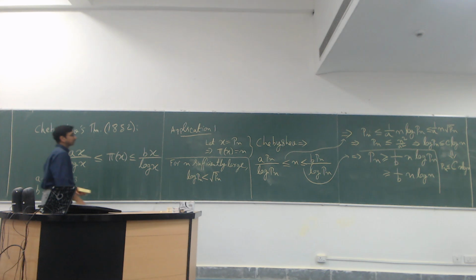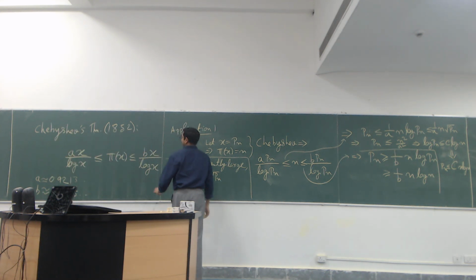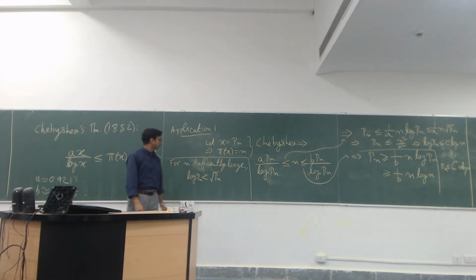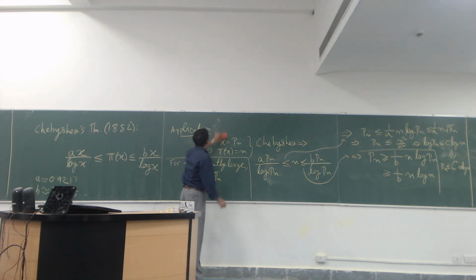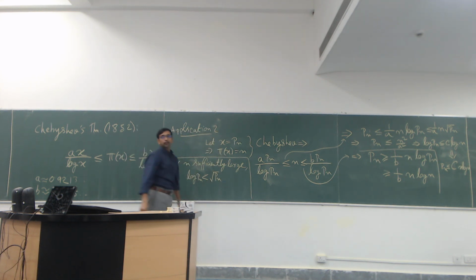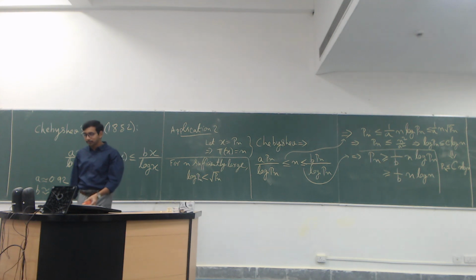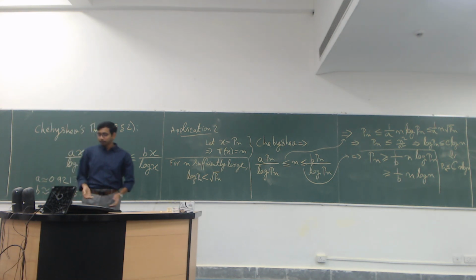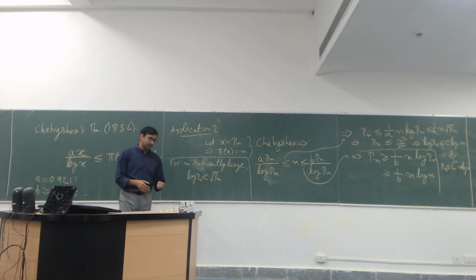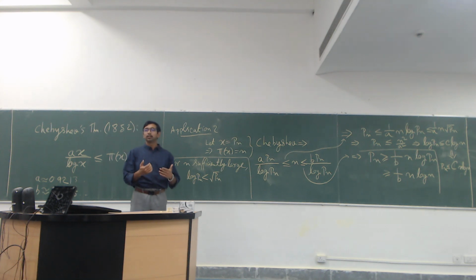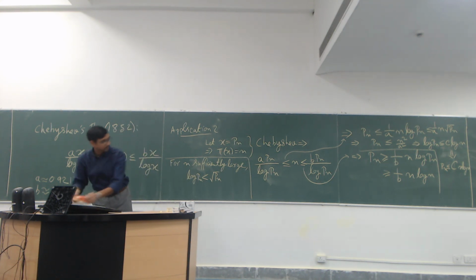Now we will see the second application. So let's keep Chebyshev's theorem here and let's use the board again, this one for application number 2. That is Bertrand's postulate. What is the statement? It says that there always exists a prime between n and 2n. Right? n is an integer.